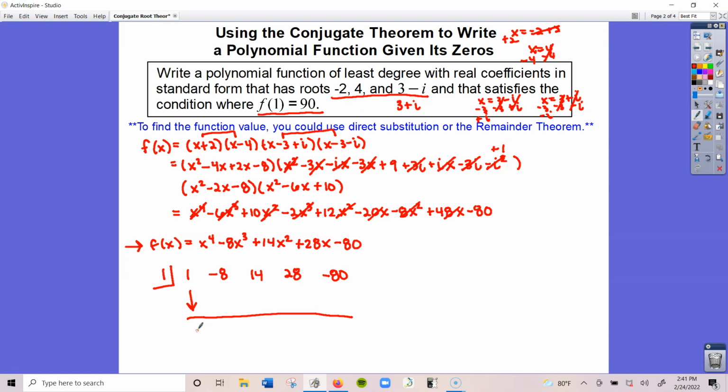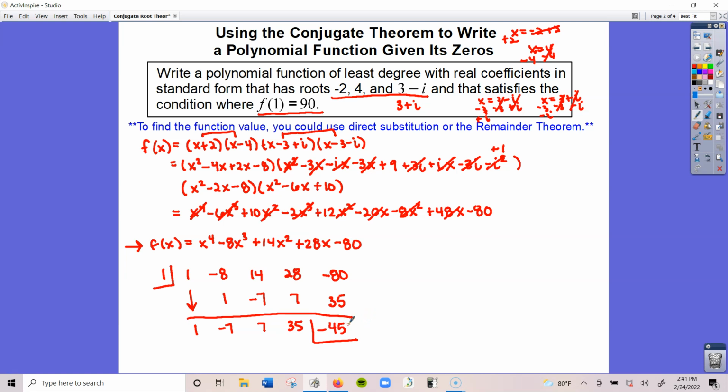Bring down the 1. 1 times 1 is 1. Negative 8 plus 1 is negative 7. Negative 7 times 1 is negative 7. 14 minus 7 is 7. Times 1, 7. 28 plus 7 is 35. 35 times 1 is 35, and negative 80 plus 35 is negative 45.